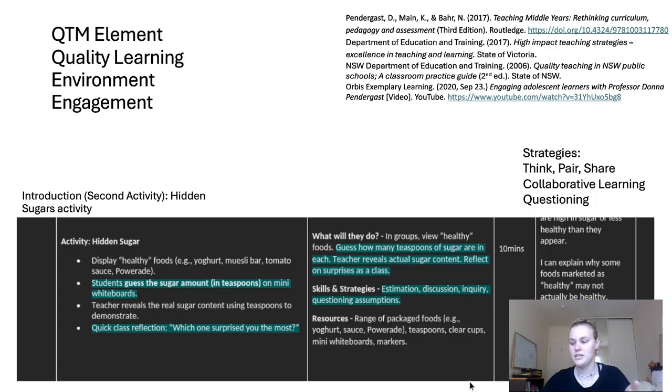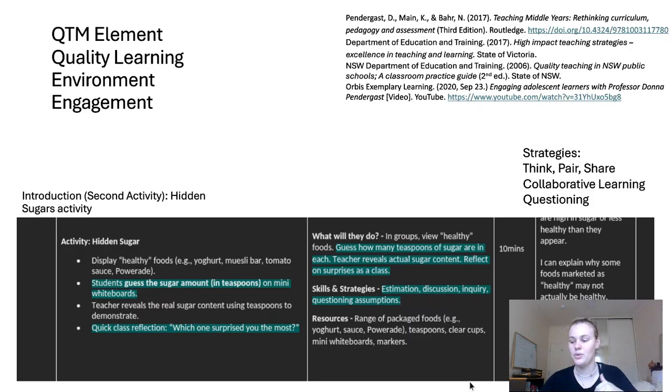Pendergast also highlights in her video that engagement is built on teachers intentionally including certain strategies and activities that are appropriate with middle years. Using strategies such as discussion, giving opinion, or group work are all indicated by Pendergast to promote engagement, which was the intention of the activities in this lesson.